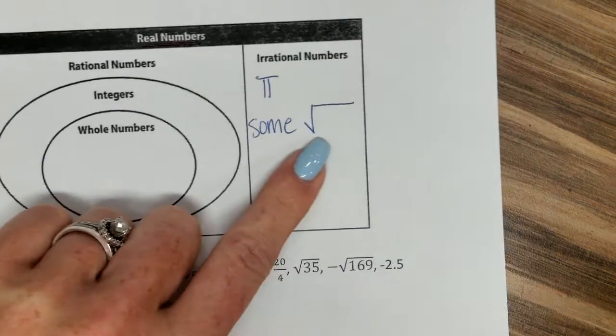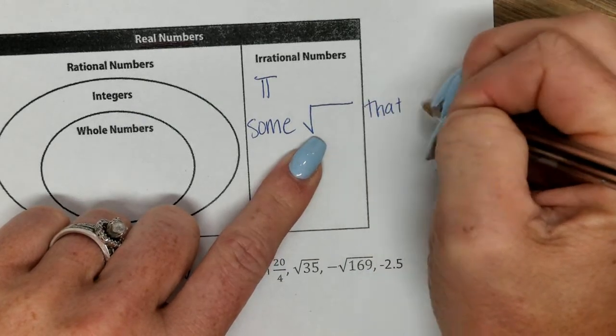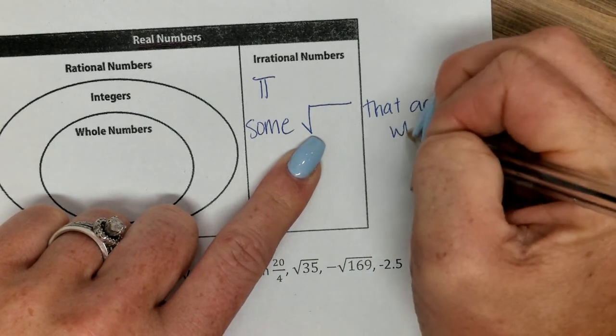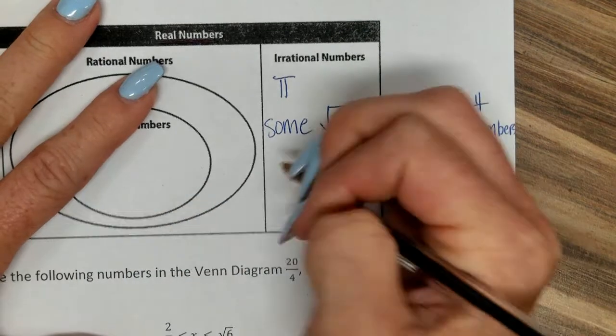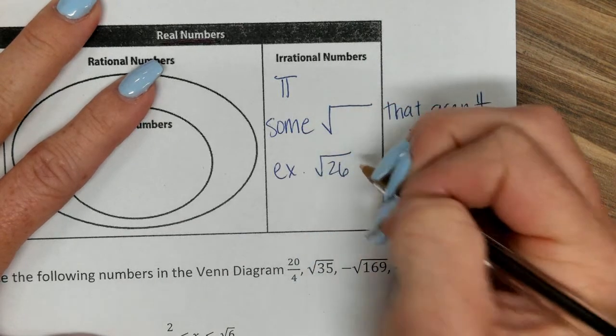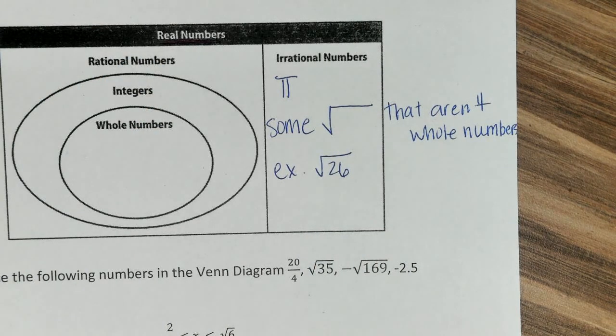So these are your square roots that aren't whole numbers. For example, the square root of 26. It is irrational. So if you put in a square root in your calculator and it gives you a decimal, it is irrational. All other numbers are rational. Every other number in the world is rational.